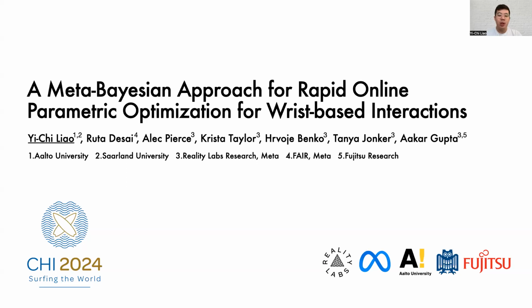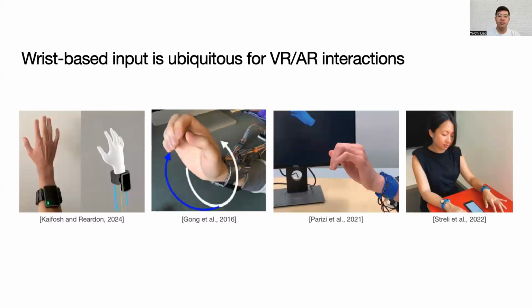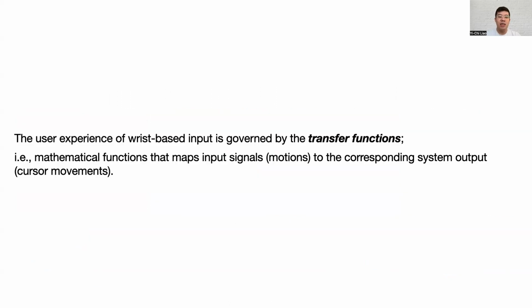I'm happy to share this project done during my internship at Meta, a Meta-Bayesian approach for rapid online parametric optimization for risk-based interactions. Risk-based input is common for AR/VR interfaces. The user experience and performance of risk-based interactions are highly influenced by the transfer functions, which are mathematical equations that map motions to the corresponding cursor positions.